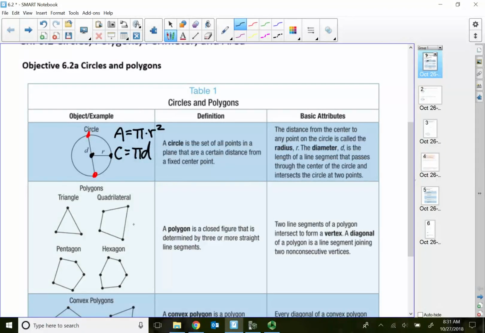Under quadrilateral, we can have parallelograms, rectangles, squares, trapezoids, and so forth. Any four-sided shape is called a quadrilateral. Five-sided is called a pentagon. Six-sided is called a hexagon, and so on and so forth.